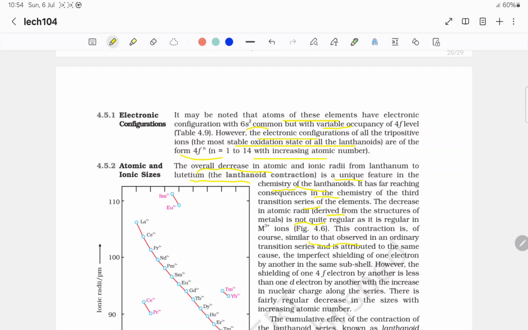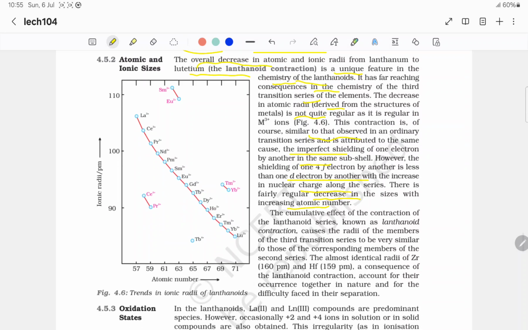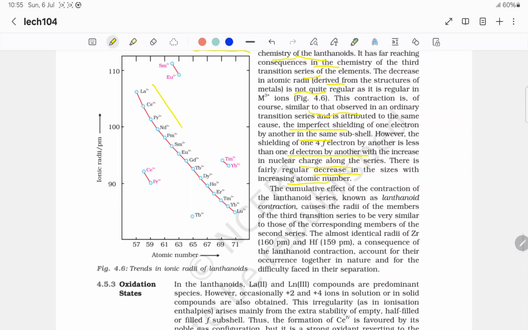This contraction is, of course, similar to that observed in an ordinary transition series, and is attributed to the same cause, the imperfect shielding of one electron by another in the same subshell. However, the shielding of one 4f electron by another is less than that of one d electron by another with the increase in the nuclear charge along the series. There is a fairly regular decrease in the sizes with increasing atomic number. So here we see it's very gradual for the 3+ oxidation state.